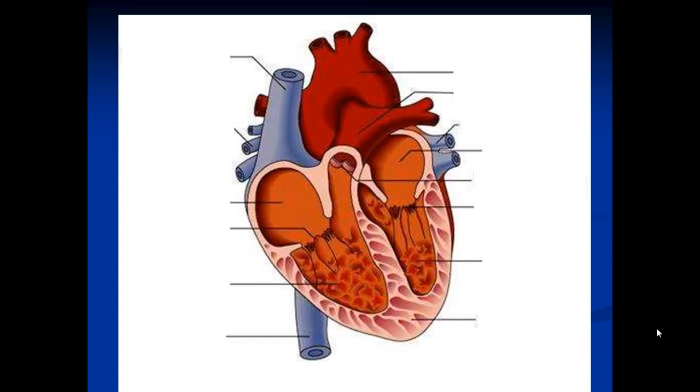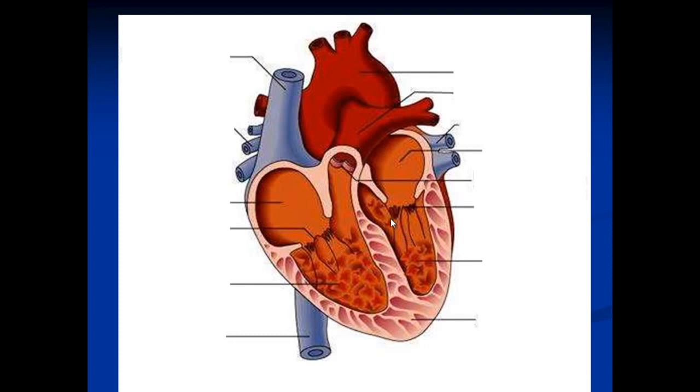The first thing you need to know is the basic structure of the heart. There are four major chambers. At the top you have two chambers, this one here and also this one here. These are referred to as atria. And then you have the bottom chambers, which are referred to as ventricles. So this is a ventricle here, and this is a ventricle here.